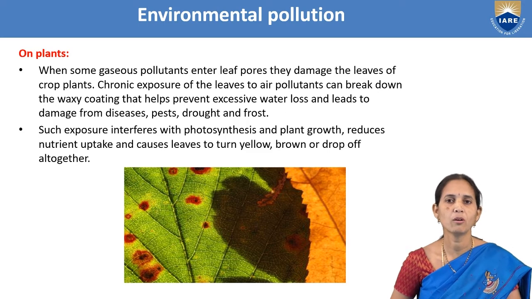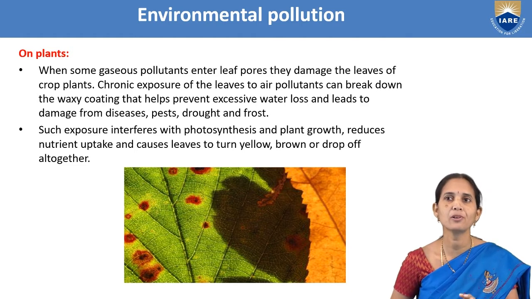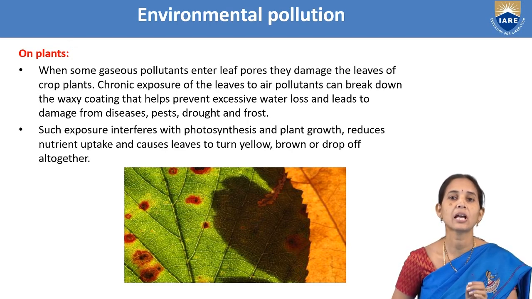Till now we know what the effects are for human beings, and now what the effects are for plants. When some gaseous pollutants enter leaf pores, they damage the leaves of the crop plants. Chronic exposure of the leaves to the air pollutants can break down the waxy coating that helps prevent excessive water loss, and leads to damage from diseases, pests, droughts and frost.